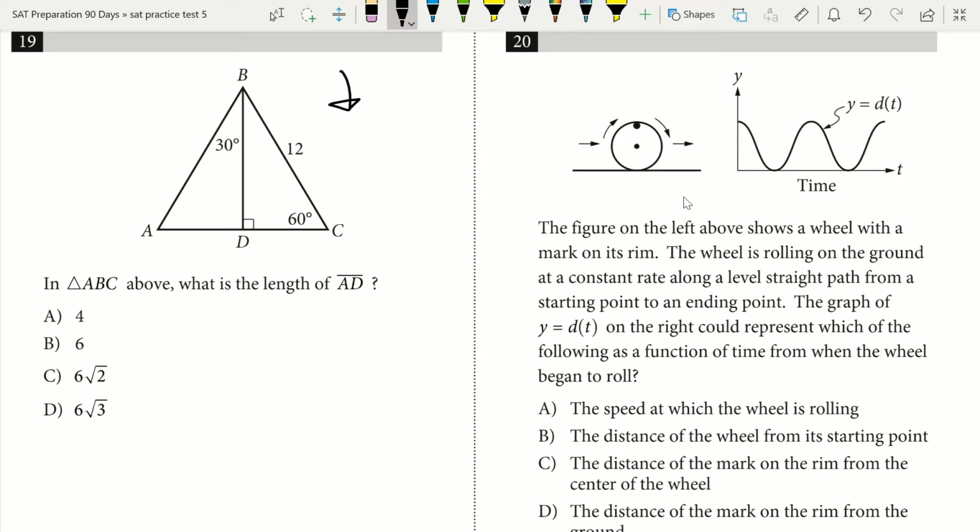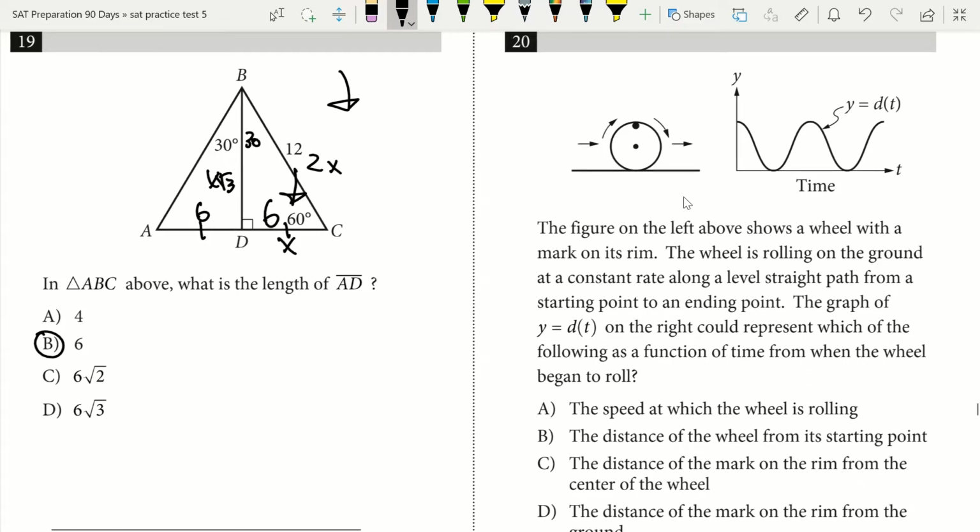In triangle ABC, what's the length of A to D? Well, I see I have a 30, 60, 90 triangle. Okay, a 30, 60, 90 triangle means that I'm going to have an x here, right? I'll have an x square root 3 there, and then I'll have 2x here. So in this case, I'm asked to solve for AD, which I know is going to be the same length as DC. I see that if I take that 12 divided by 2, I'm going to get 6 as my answer for DC, and 6 will also be the length of AD then. So the answer there is going to be B for number 19.